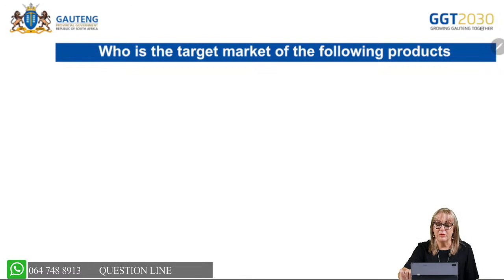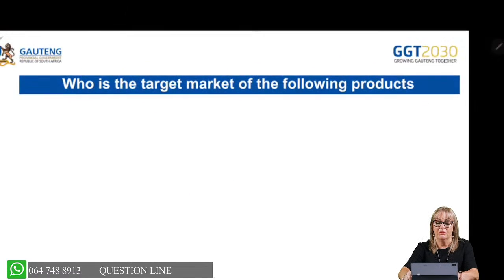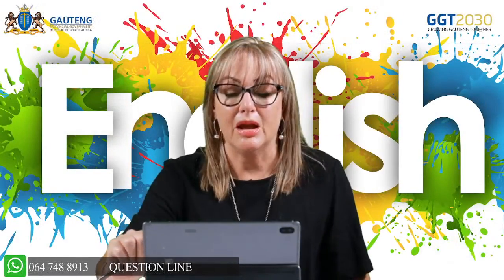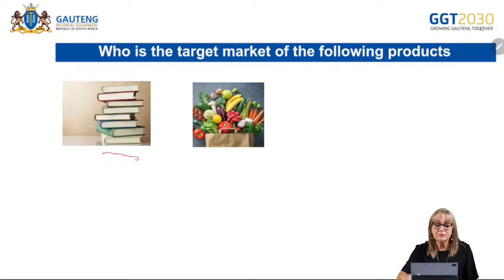So let's have a look at a few pictures. The first one there, you have a stack of books. That refers maybe to a person reading a lot, or a librarian, or a teacher. That would be the target market. The second one is a lot of veggies and fresh fruit. Girls that are on diet might be interested in that picture. Or mothers who must purchase food for their children.